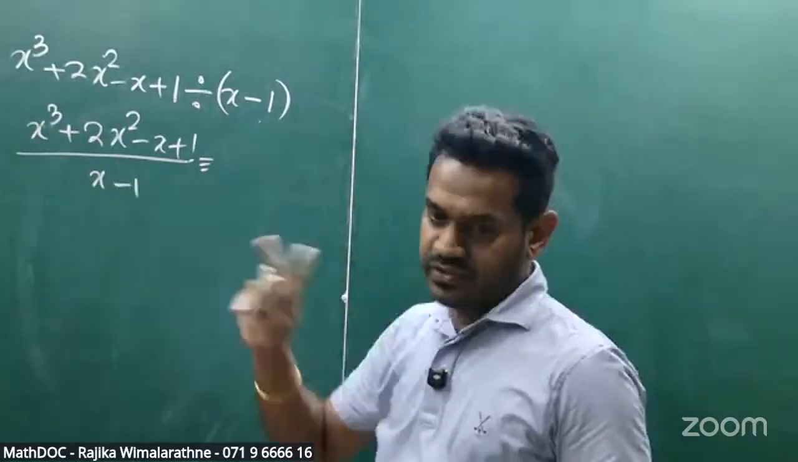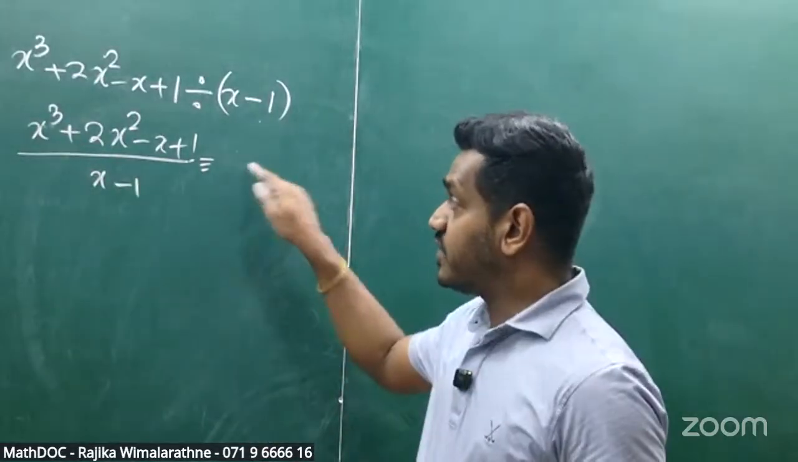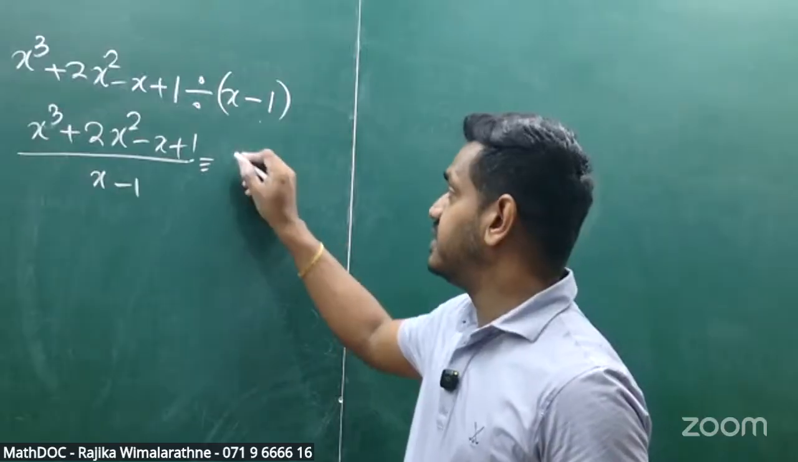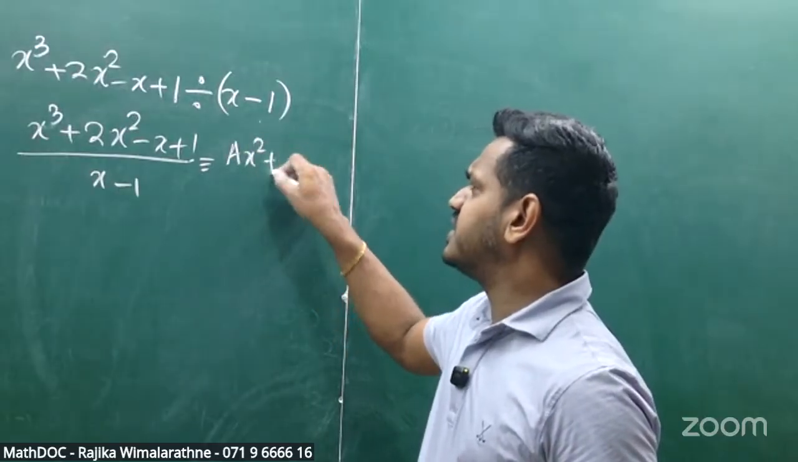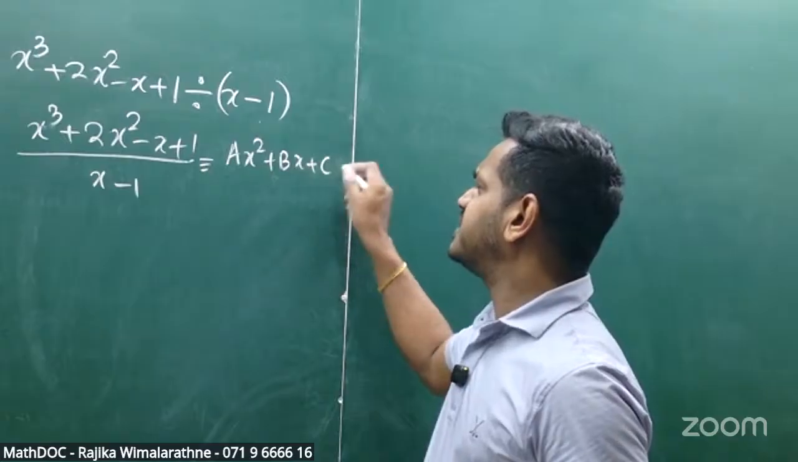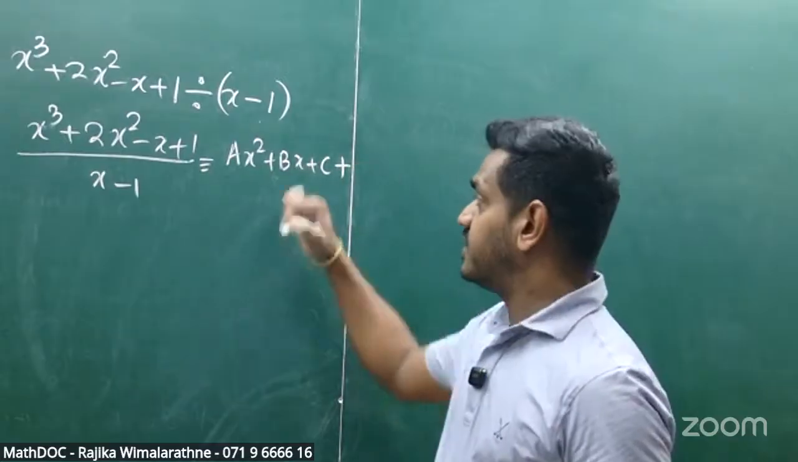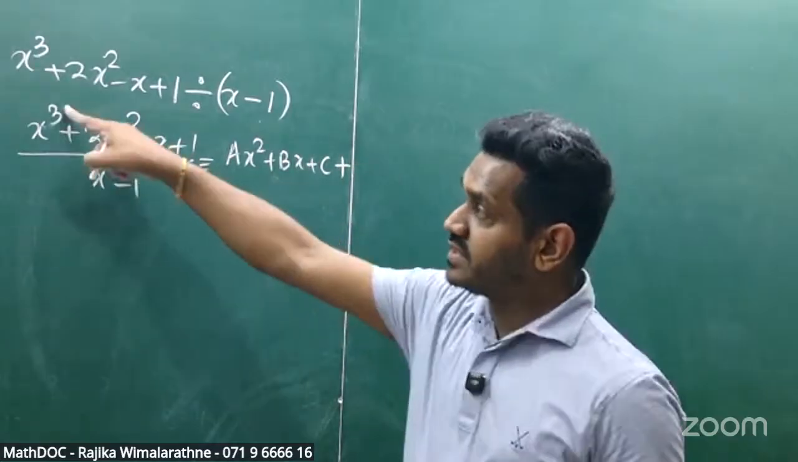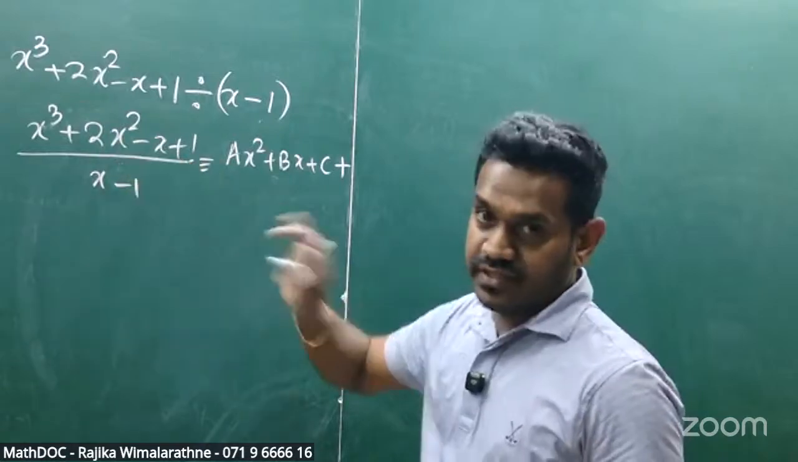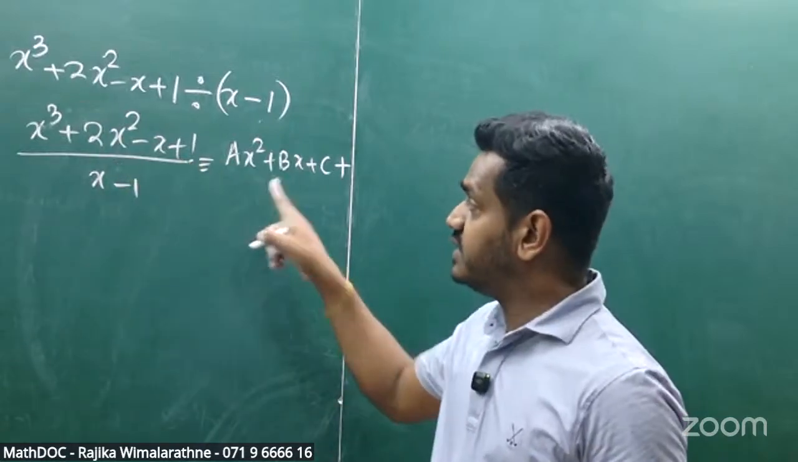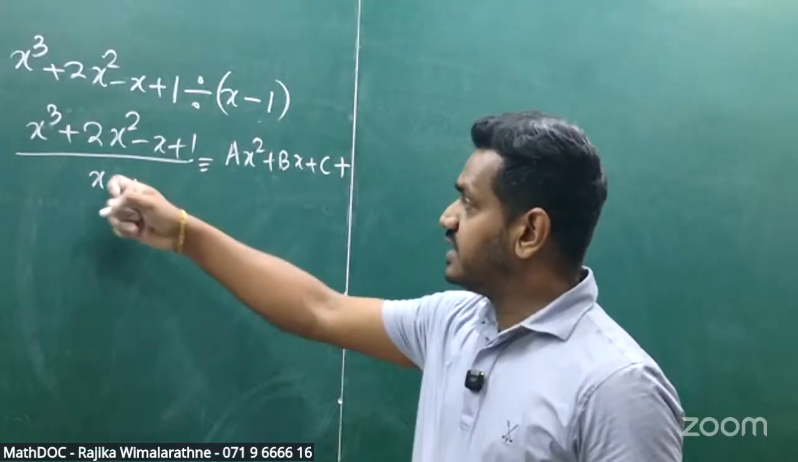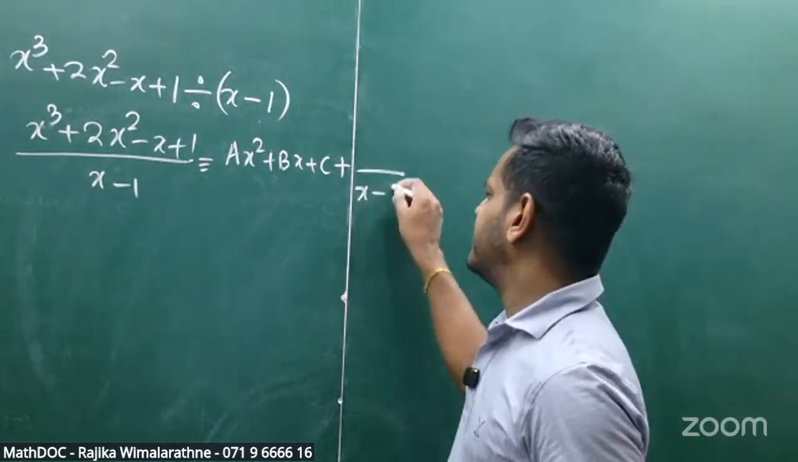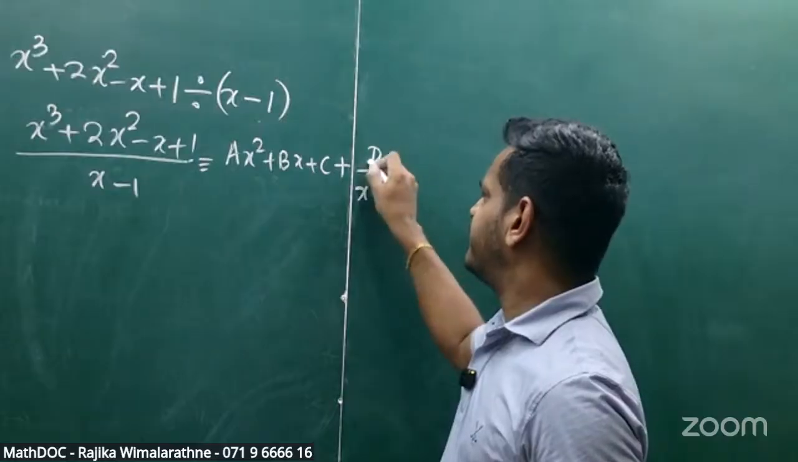3 minus 1, 2. Then this will be a quadratic relation. Write ax squared plus bx plus c. That is the quotient. Here power 3, here power 1, 3 minus 1, 2. Then degree 2 will be the quotient. So here degree 1, then for degree 1 you put a constant here, d.